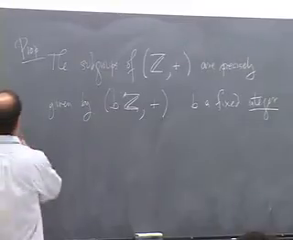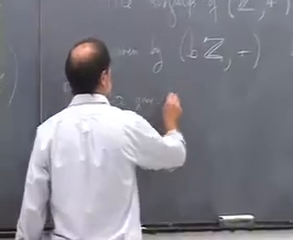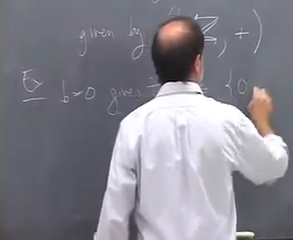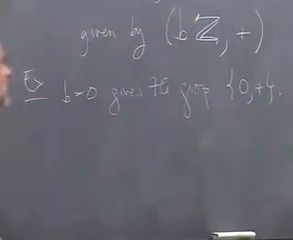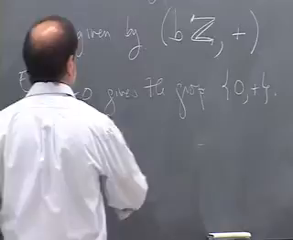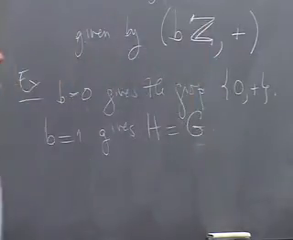Good. Good. B equals 0 gives the group 0 under addition, which is just the one element group. And B equal 1 gives H equal G, because if you just take multiples of 1. But the others are non-trivial subgroups. Even integers, integers divisible by 3, integers divisible by 17, integers divisible by 21.